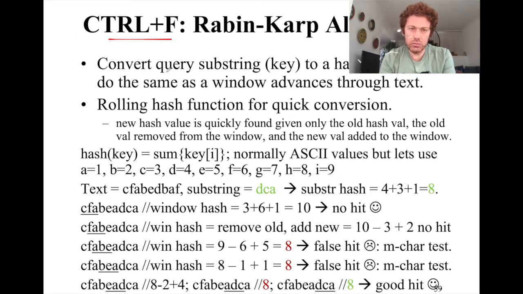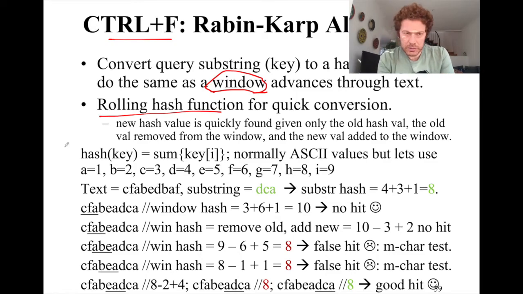So to do that, convert the query string, the substring, which is a key, right, in hash terminology, to a hash value, and then do the same as a window advances through the text. But it won't make any sense if I do this hash value conversion naively. I will use a rolling hash function, a new concept to you, for a quick conversion. So for the current window, what will be my hash value? It will be like this. The new hash value is quickly found from only the old hash value, the old value removed from the window, and the new value added to the new window.